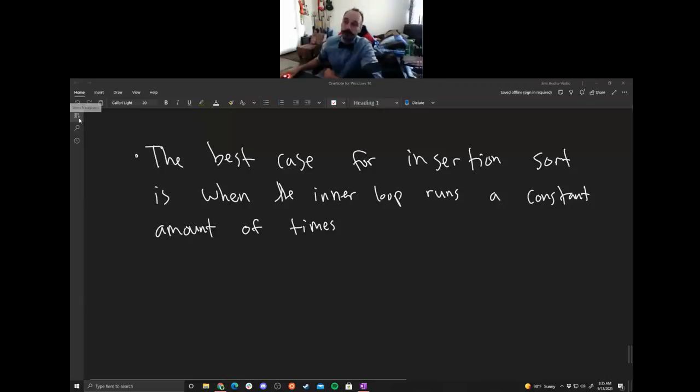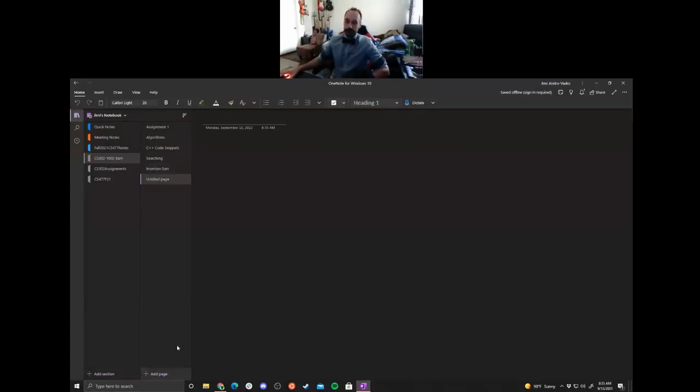So now let's go over our next sorting algorithm. This next one is going to be merge sort.